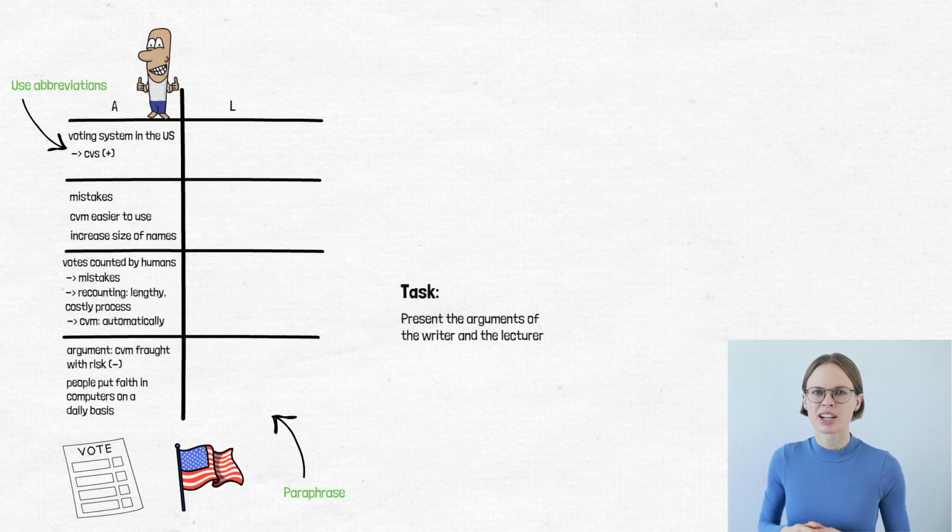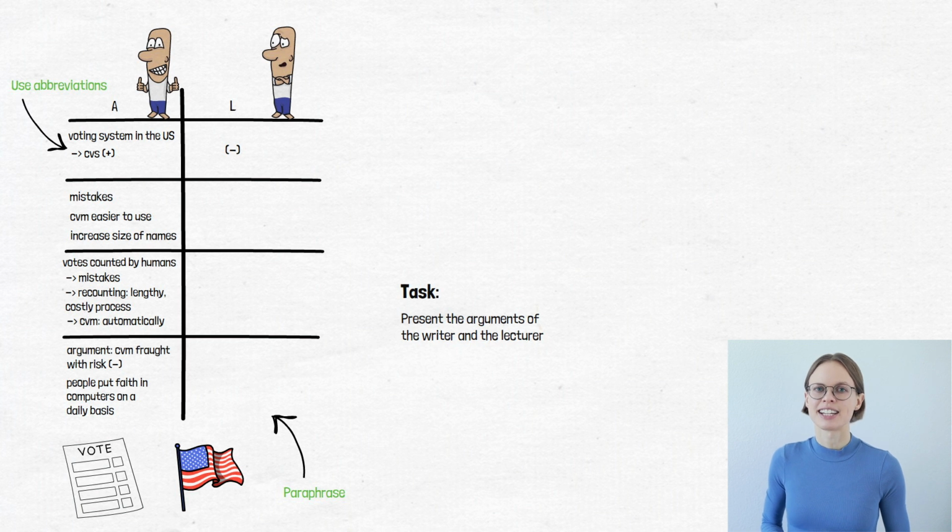First, let's have a look at the opinion of the lecturer. Of course, the lecture is about the same topic. It's about the voting system in the US, and the lecturer thinks that a computerized voting system is not a good idea. So I will just write down a minus here to indicate that. Let's have a look at the lecturer's first argument.